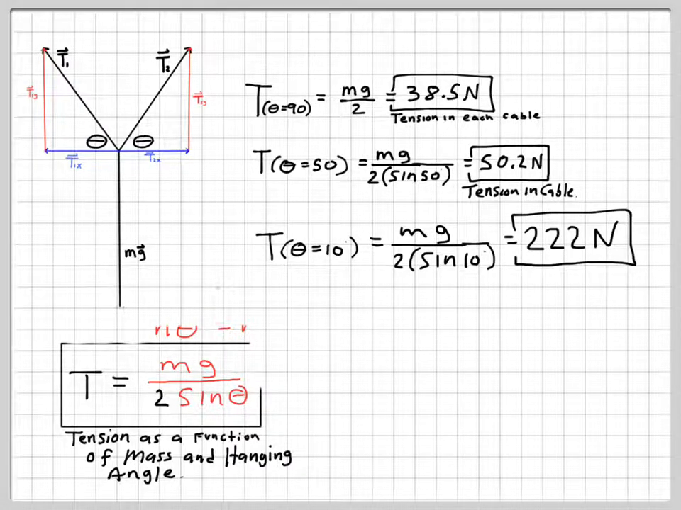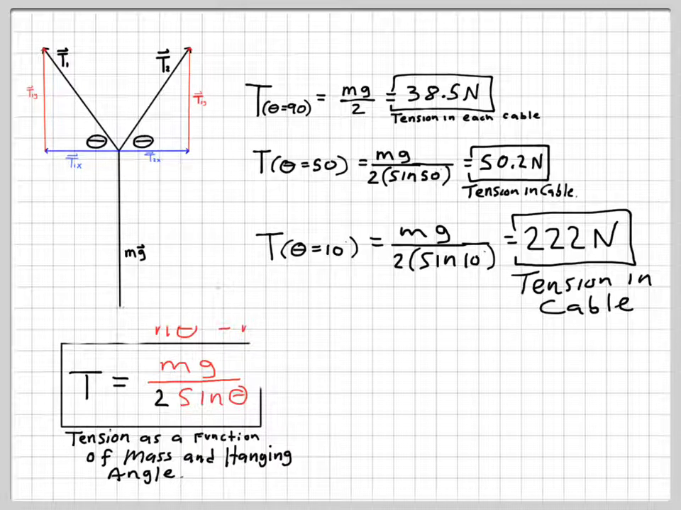It's as if the tension is increasing as the hanging angle goes from 90 degrees towards 0. Tension in cable. That's the tension in each of the cables. It's not the tension in the cables or the two tensions combined together in some way. This is the tension in the left cable, 38.5 newtons when it's hanging at 90, and on the right cable, cable 2 is 38.5 newtons as well.